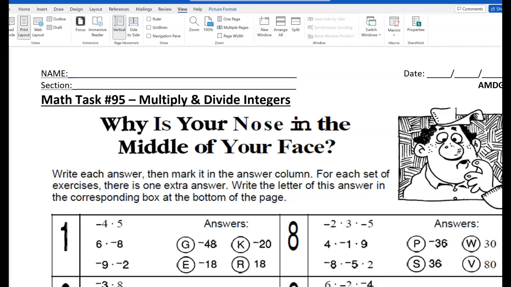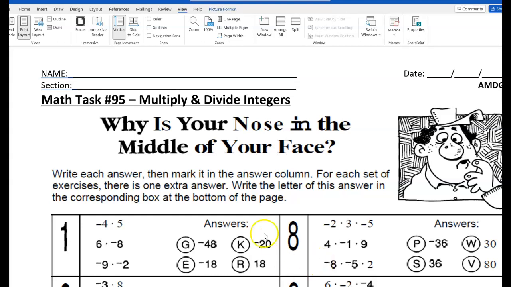We're going to multiply and divide integers using the rules that we learned yesterday. So a reminder, when you have an even amount of negatives, such as 0, 2, 4, 6, 8, your answer is going to be positive when you're multiplying and dividing. And when you have an odd amount of negatives, whether it's 1 negative, 3 negatives, 5 negatives, etc., your answer is going to be negative.